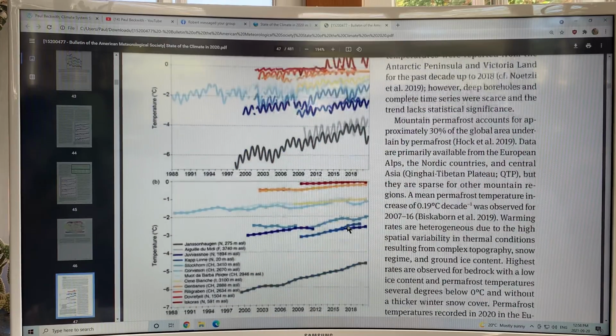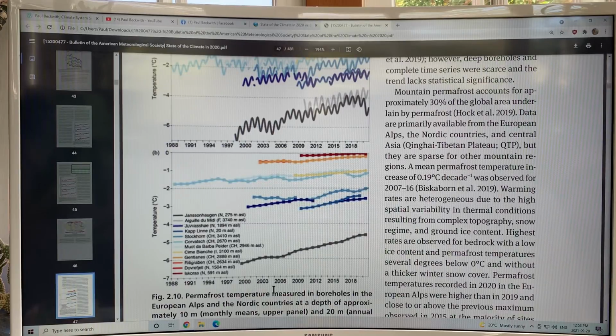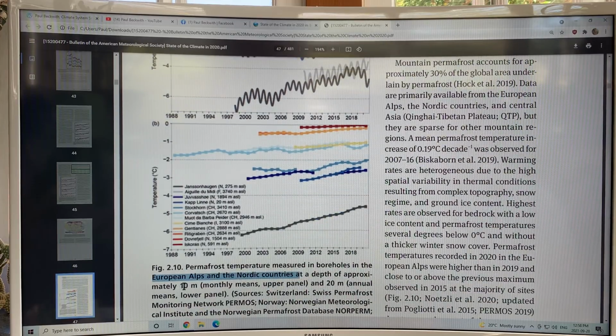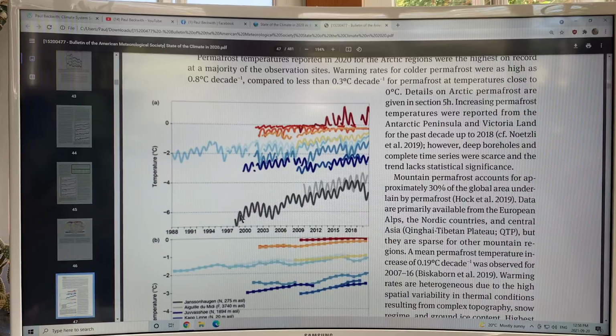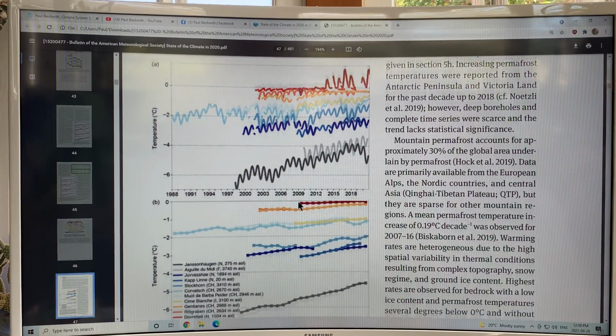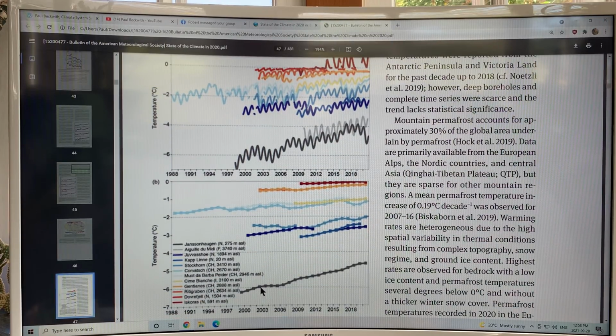So these are permafrost temperatures. You drill a hole in the ground, a borehole, and it's done in the Alps and in Nordic countries to a depth of 10 meters and 20 meters. And you measure the temperature over time, over a number of years, at that depth in the borehole. And this is a 10 meter number. So you can see there's fluctuation, but the temperature of these boreholes in different locations is all trending upward. The permafrost is heating up. It's thawing.